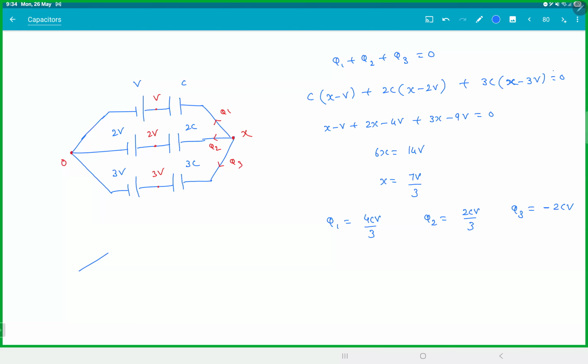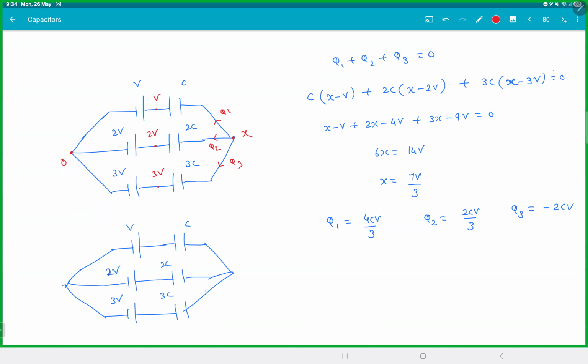So if I just draw the circuit again, just to show you how the distributions are. The thing is, the one who is giving the charge is actually the 3-volt battery. The 3-volt battery is pushing the charge into the remaining two batteries. So the Q3 is actually flowing from here, which is 2CV. It's going in reverse. So this guy is giving 2CV. And then here it is splitting 4CV by 3 and 2CV by 3.